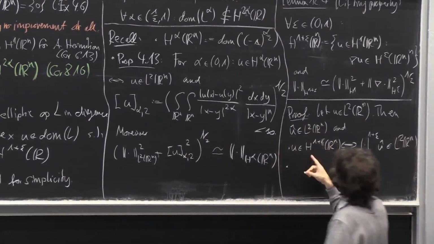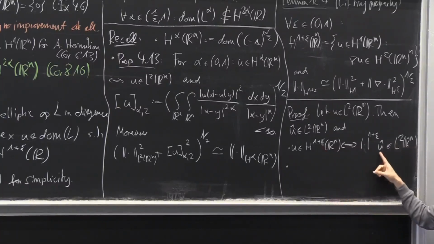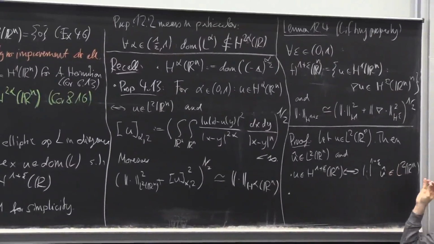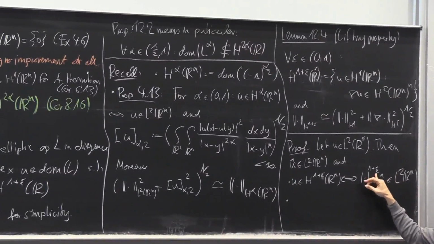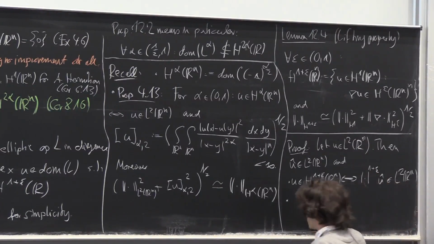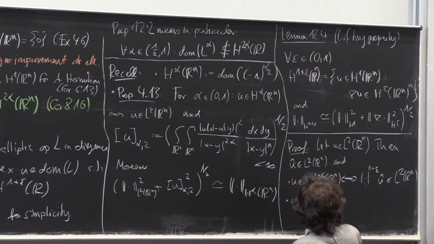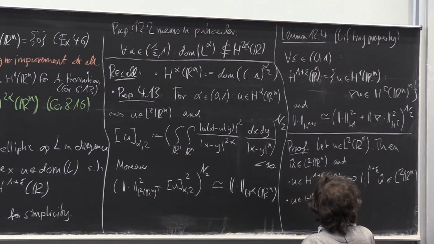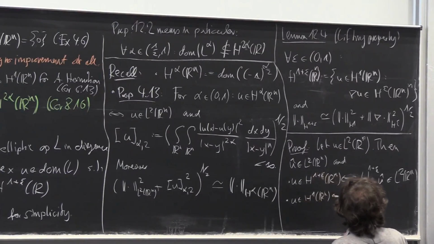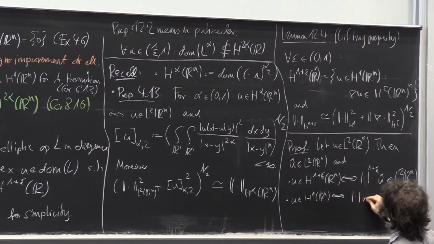So it's in H1 plus epsilon if you multiply by a polynomial growth with growth 1 plus epsilon, you are still in L2 on the Fourier side. Same thing for H1. So U is in H1 of Rn if and only if modulus of psi times U hat is an L2 function.